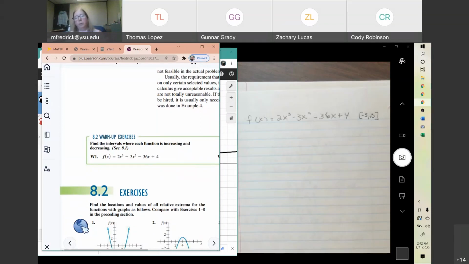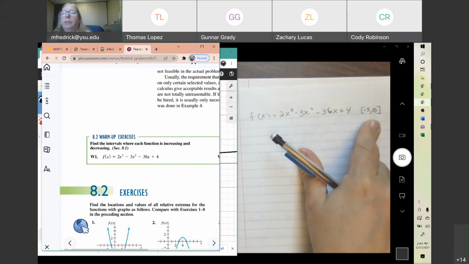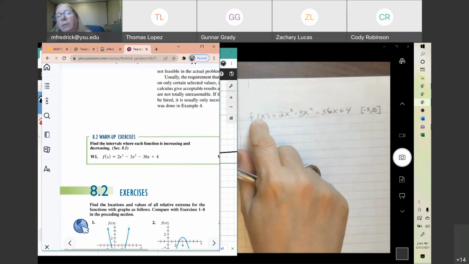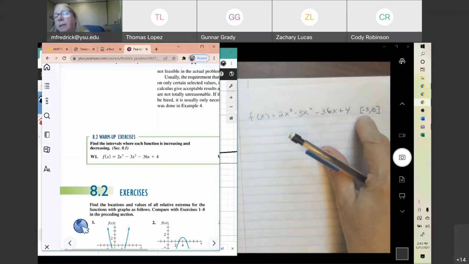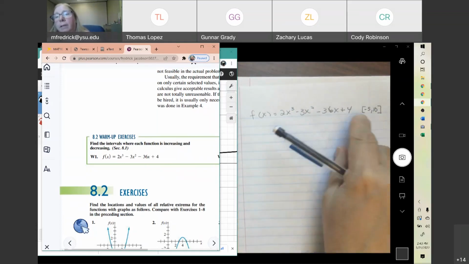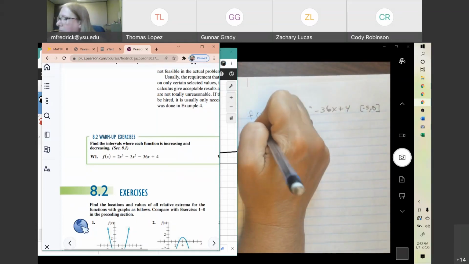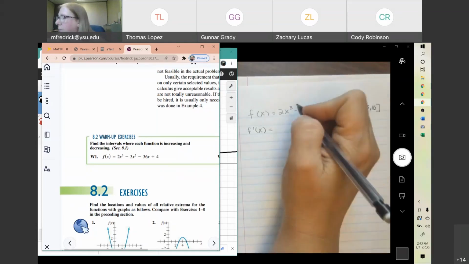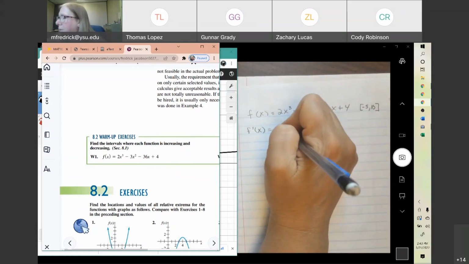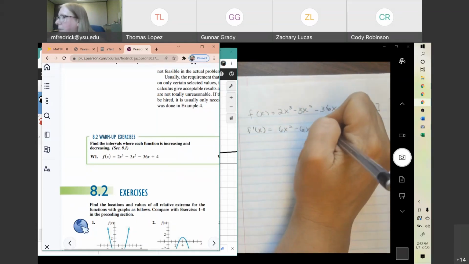So the first ones were just getting us used to it. We were using the whole thing. We didn't have any endpoints, but I want to show you one with endpoints. So first thing, we want to find any relative max and mins on the interval -5 to 10. First thing, find your critical numbers. Take the derivative, set it equal to 0. 6x squared minus 6x minus 36.